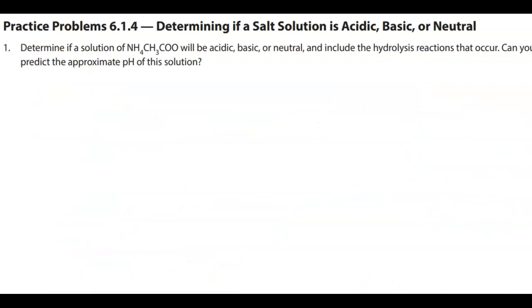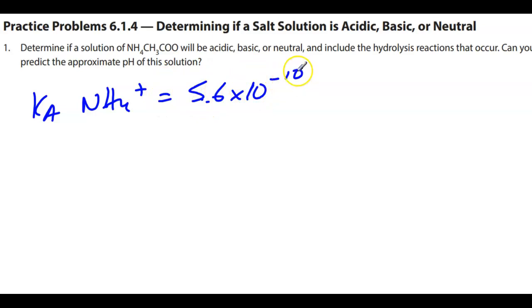Okay, so taking a look here, determine if a solution of ammonium acetate will be acidic, basic, or neutral, and include the hydrolysis reactions that occur. Can you predict the approximate pH of this solution? Actually, we already looked up the Ka for NH4. We can just use the value from before, 5.6 times 10 to the negative 10, right?